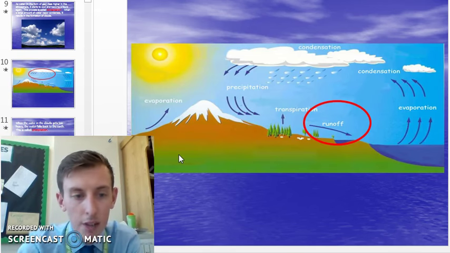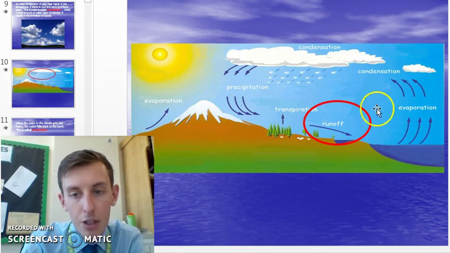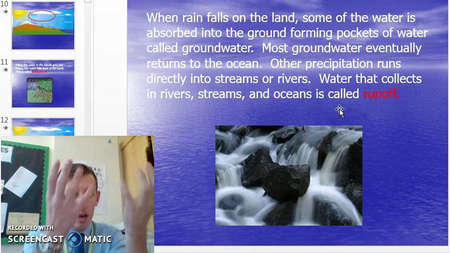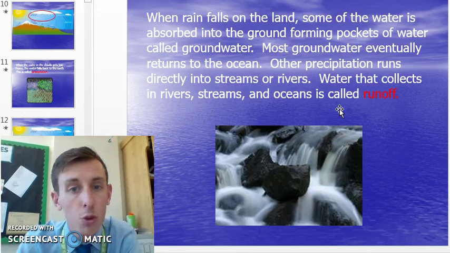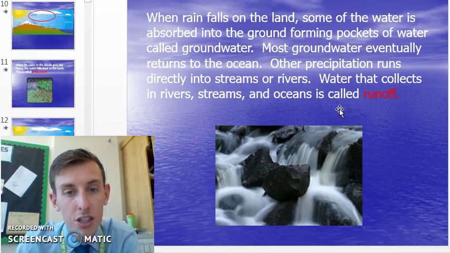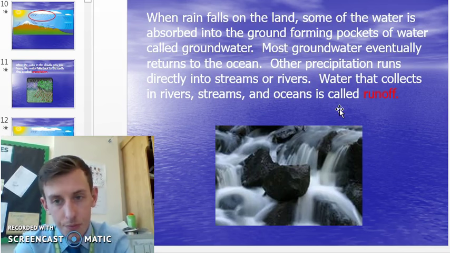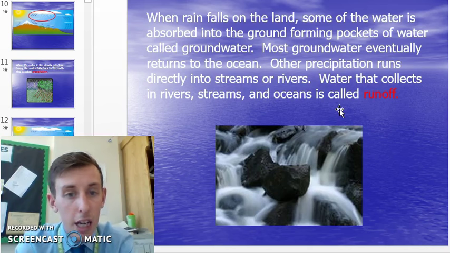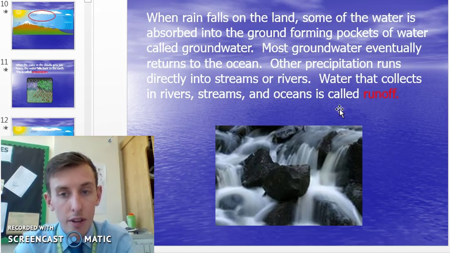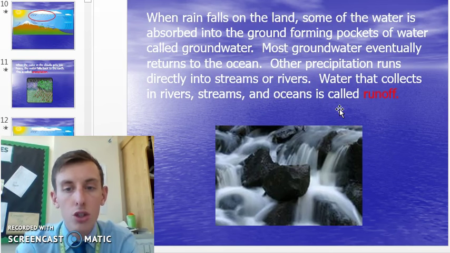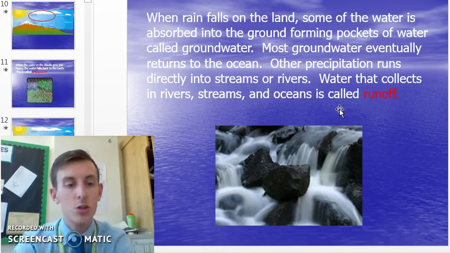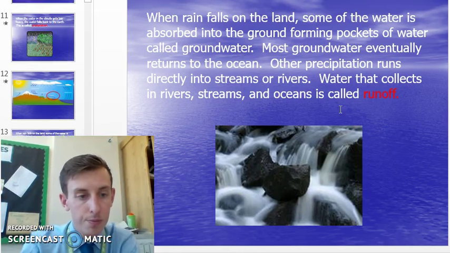We have runoff now, very, very self-explanatory. You can see that picture there. What is runoff? When rain falls on the land, some of the water is absorbed and it soaks into the ground, and it forms small pockets of water underneath the ground called groundwater. Most groundwater eventually returns very slowly to the ocean, but the other precipitation, so the rest of the rain, runs directly into streams, which are small rivers, or straight into the river. Water that collects in rivers, streams, and oceans is called runoff. So it's run from the ground down into a river, into a stream, or back into the ocean.